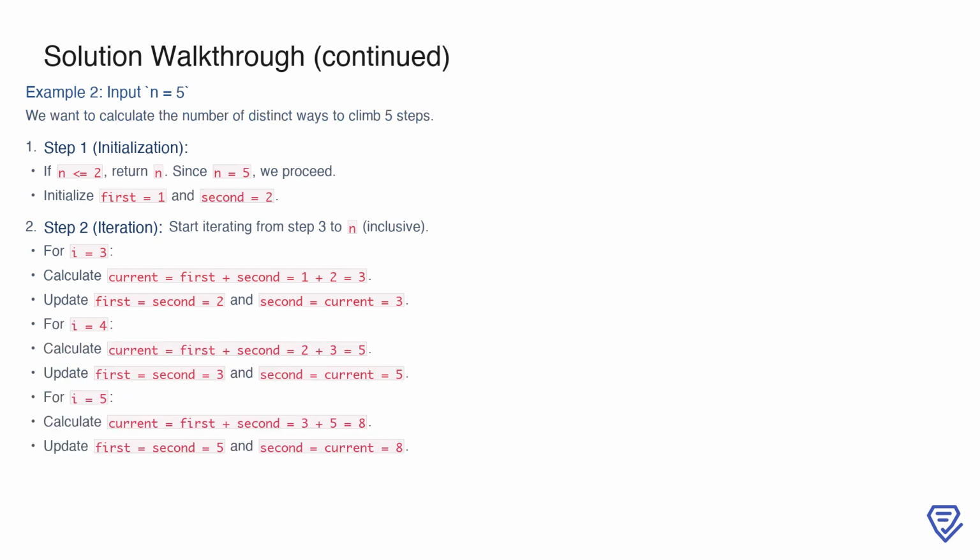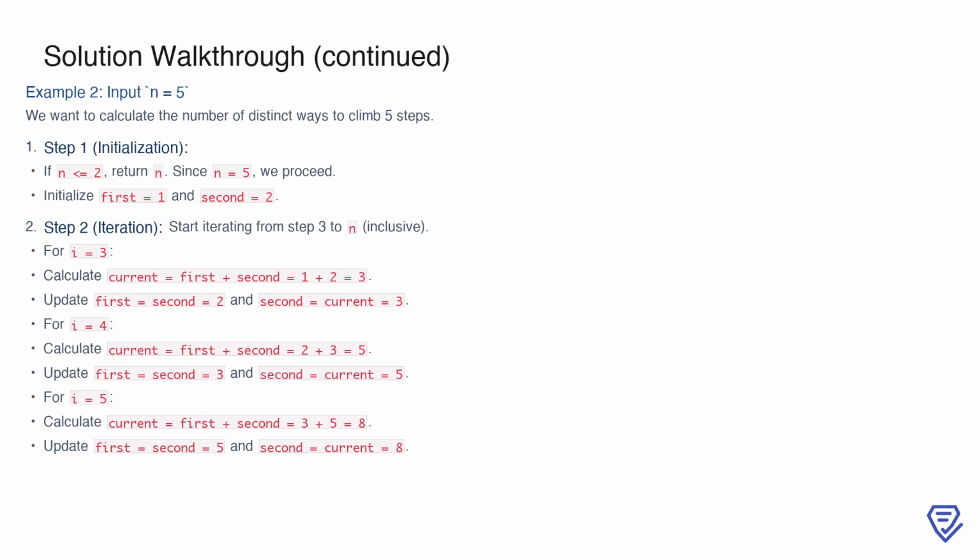Now we calculate the number of distinct ways to climb 5 steps. Again, we start by initializing our base cases. If n is less than or equal to 2, we return n, but since n is 5, we proceed. We set first to 1 and second to 2. The iteration begins at step 3 and continues up to step 5. For step 3, we calculate current as the sum of first and second, which is 1 plus 2, resulting in 3. We then update first to 2 and second to 3.